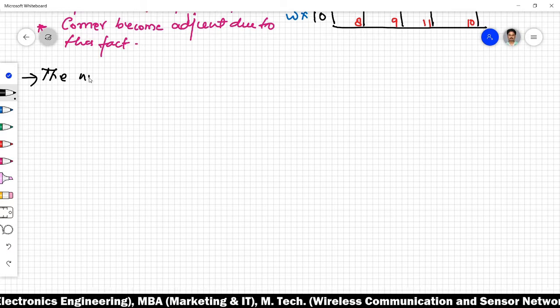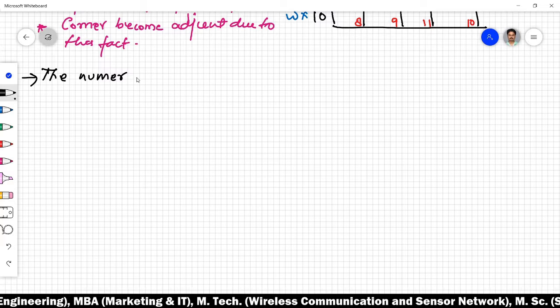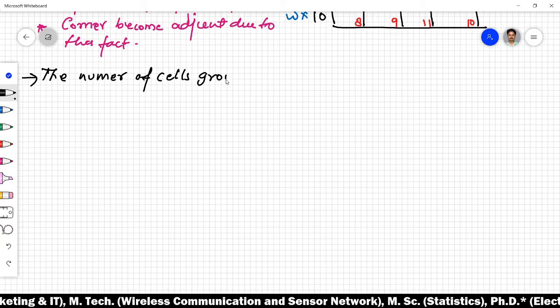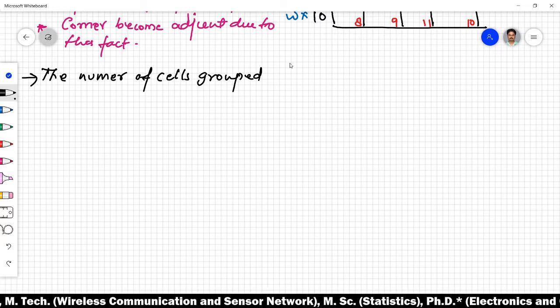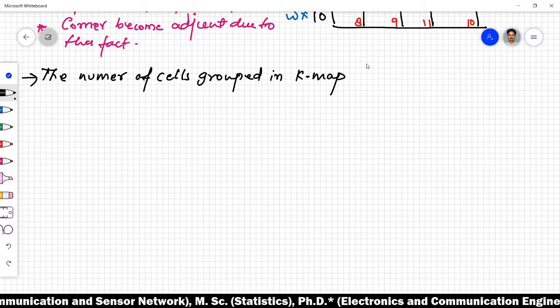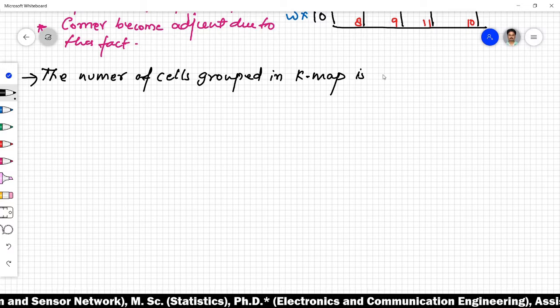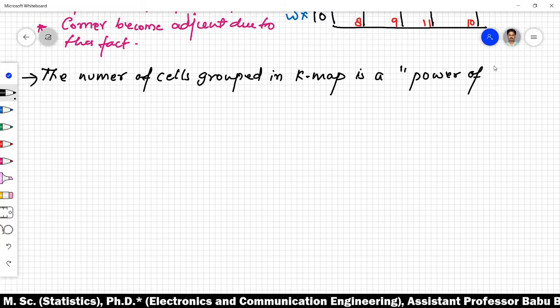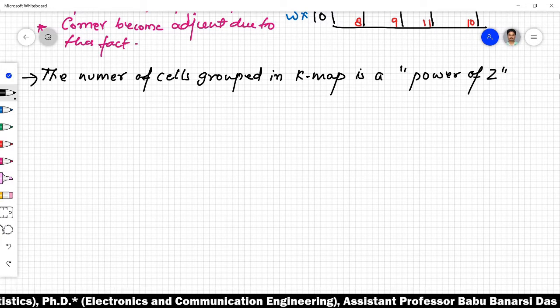The number of cells grouped in K-map is a power of 2. Very interesting. Whenever you make a group with the adjacent cells, it will always be a power of 2, means 2 raised to the power 2, 2 raised to the power 3, and so on.